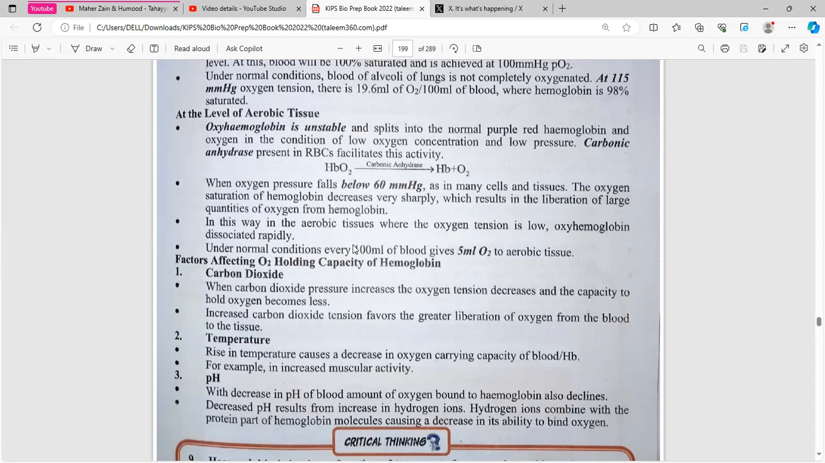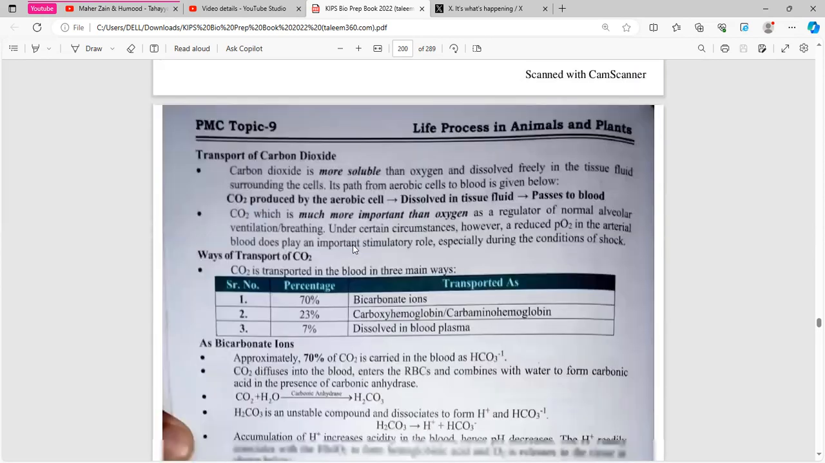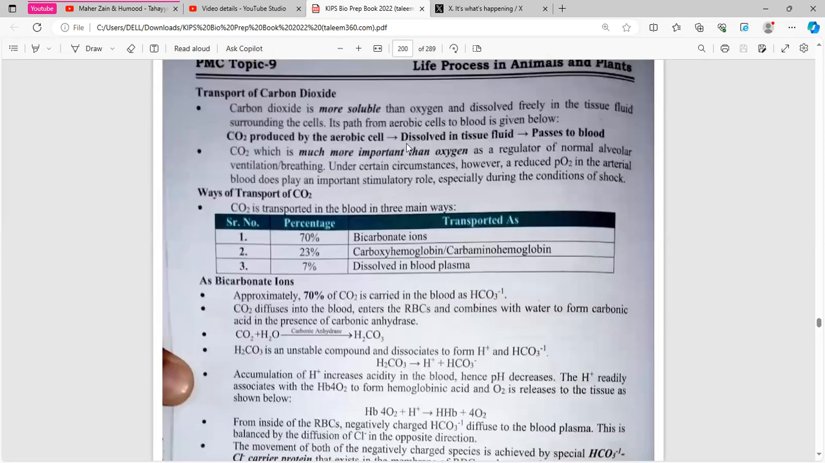With the fall in temperature, the oxygen that has been bound to hemoglobin declines, and thus you need to know that acidity or acidic pH of blood promotes the dissociation of oxygen from the blood. Now we come to CO2. As we already know, CO2 is a far more important stimulant than oxygen in controlling breathing rate. Now we'll basically study the transport of CO2.